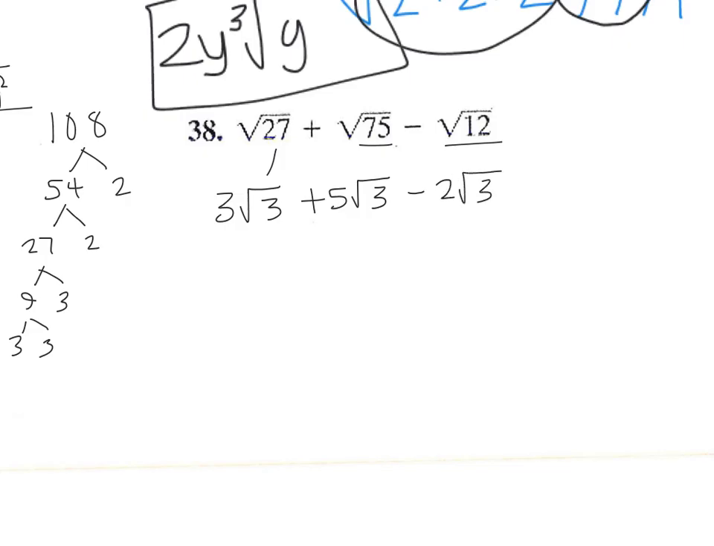So I have these all broken down. Now they all are root 3, so now they're like terms. So I'm going to combine their coefficients. I do 3 plus 5 minus 2, so it's 6 root 3's is the answer, because 3 plus 5 is 8, and 8 minus 2 is 6.